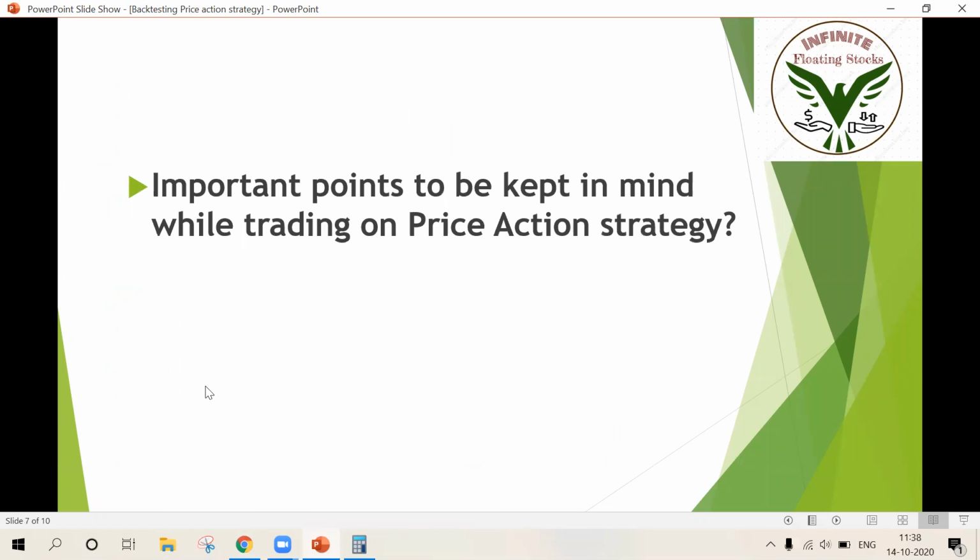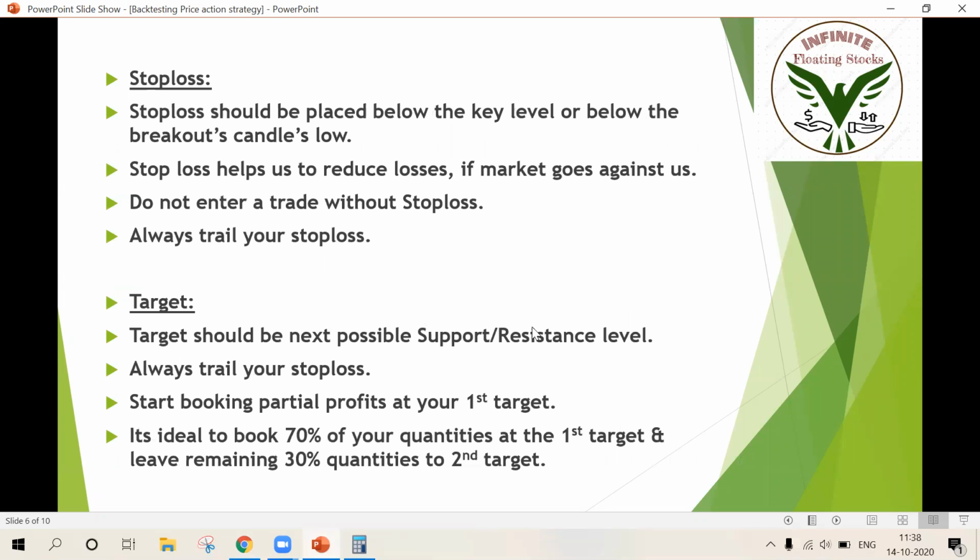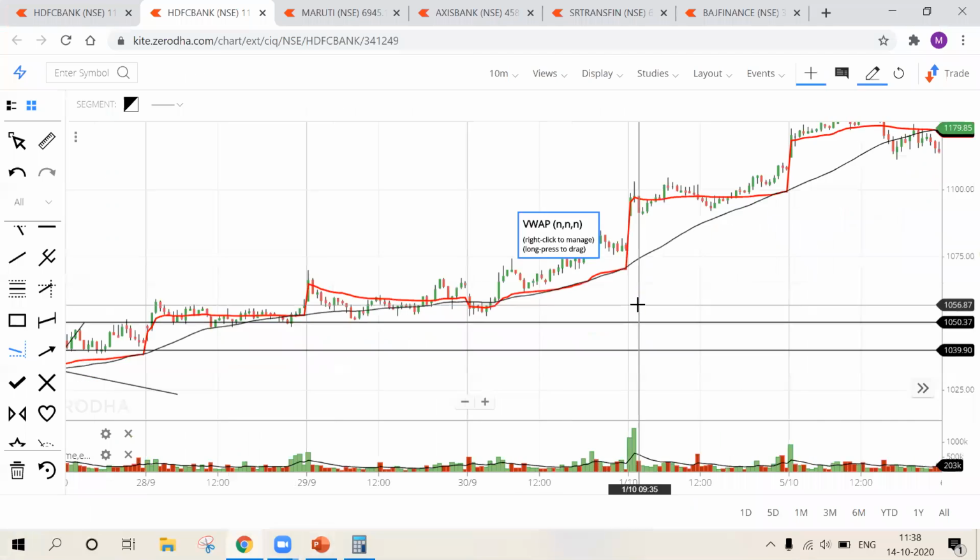And take confirmation from the 35 moving average as well. Also look for candlestick patterns. Candlestick patterns act as additional confirmations. Use these indicators as confirmations before making an entry. The stop loss should be placed below the key level. I already showed you how to place a stop loss.